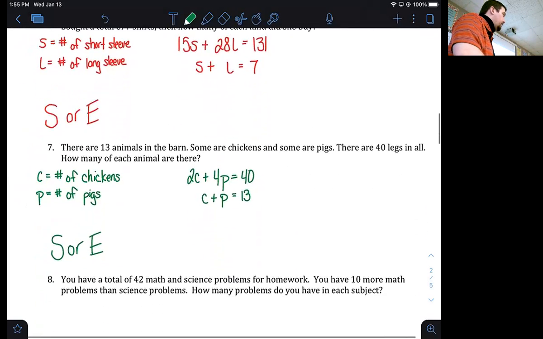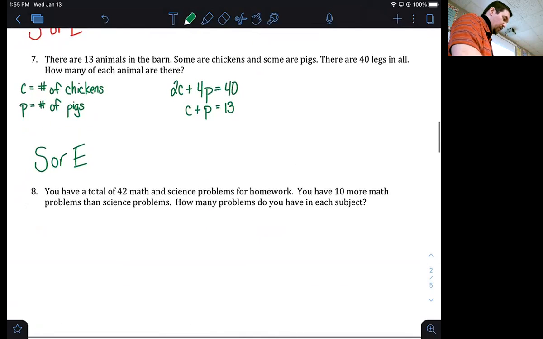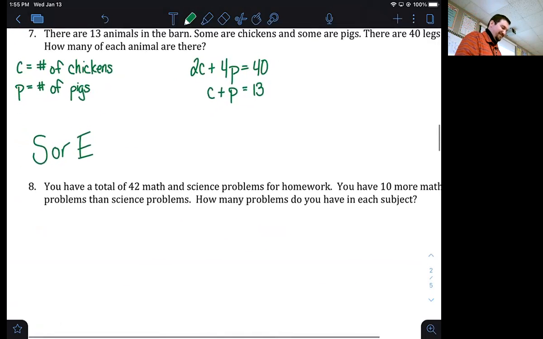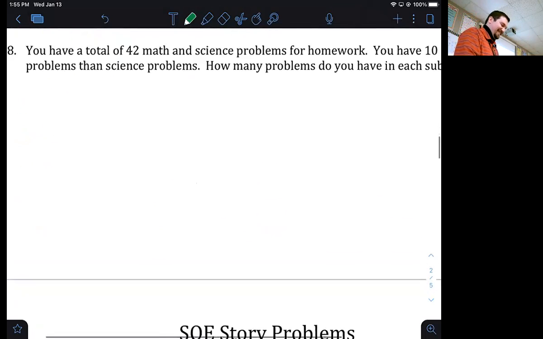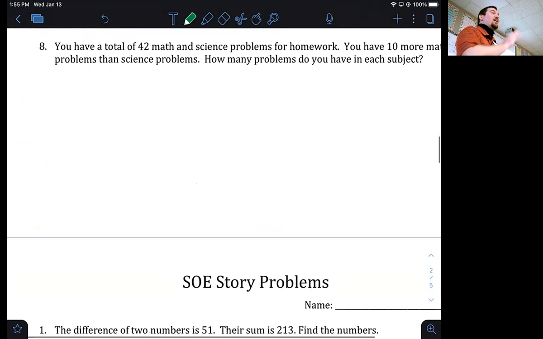There are 7 pigs and 6 chickens. You're sure on that? Yeah, I got the same thing. I haven't done the question yet. I didn't either. Don't worry, you still have to show your work, right? You can't just write down an answer.